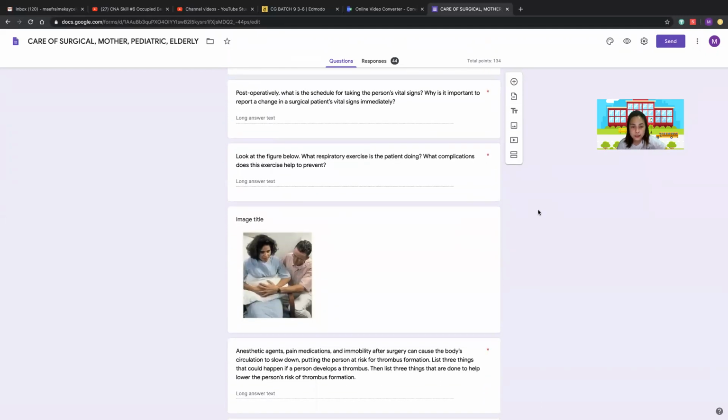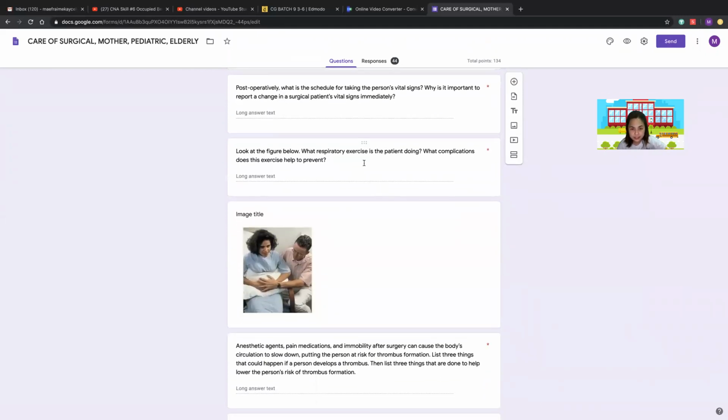Look at the figure below. What respiratory exercise is that patient doing? And what complication does this exercise help to prevent? What she is doing is deep breathing and coughing exercises. So she will cough while pressing here on the abdomen using a pillow, to expand the lungs. The complication it prevents is lung collapse, or atelectasis.